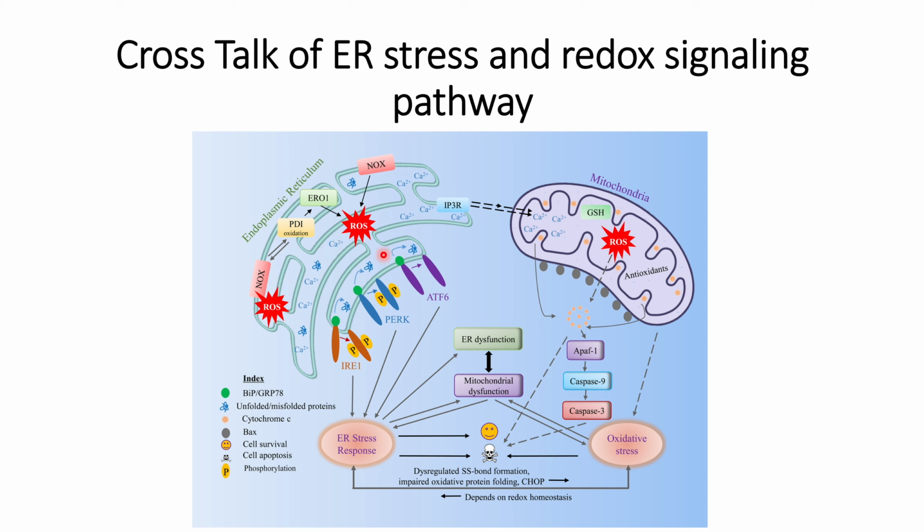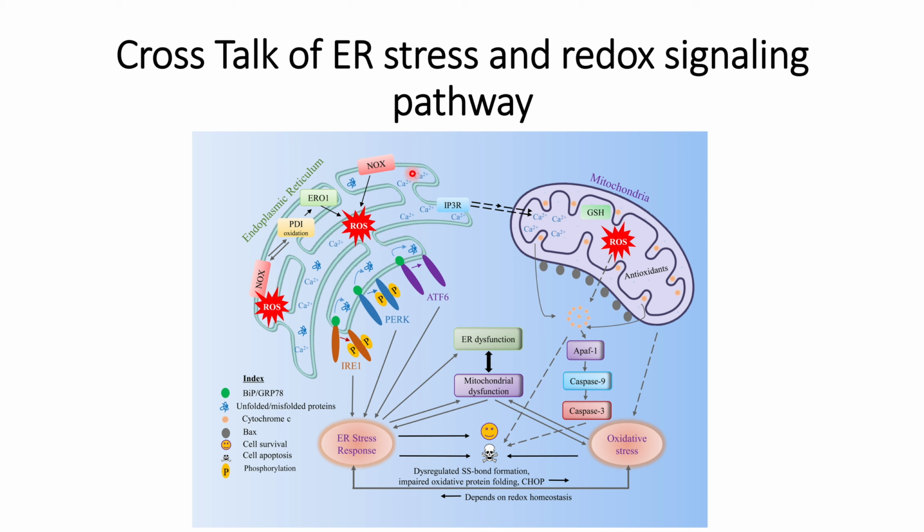However, if ROS generation is very high, it will trigger a cascade effect in a way that ROS generation will further increase. This ROS will lead to an increase in the formation of NOX4, which will trigger more dysfunctioning of PDI, and that will trigger ERO1 formation and NOX formation, which finally leads to an increase in the amount of ROS.